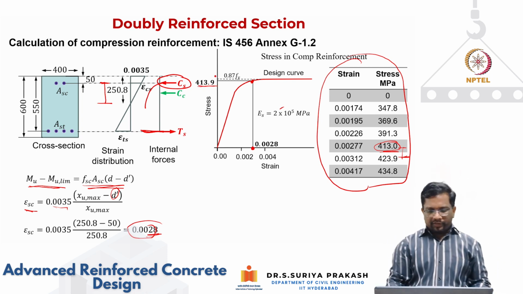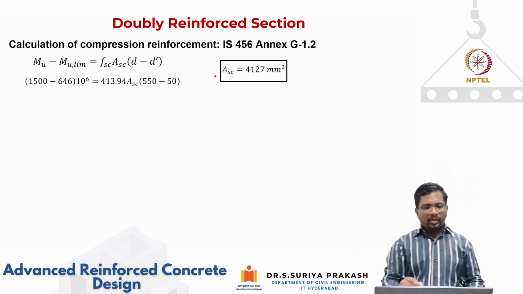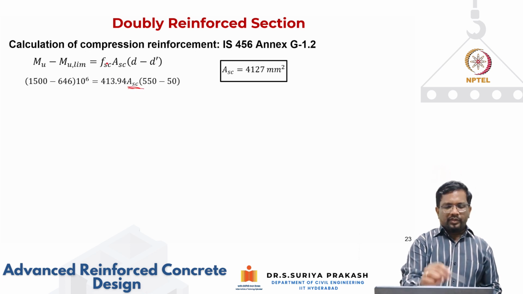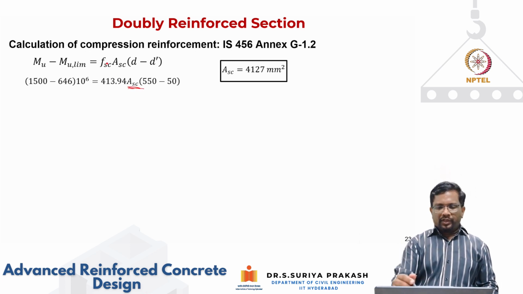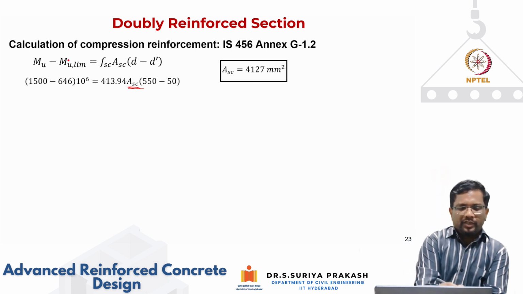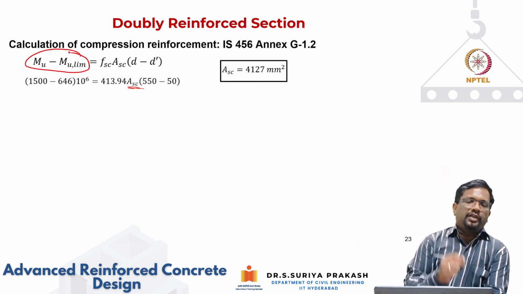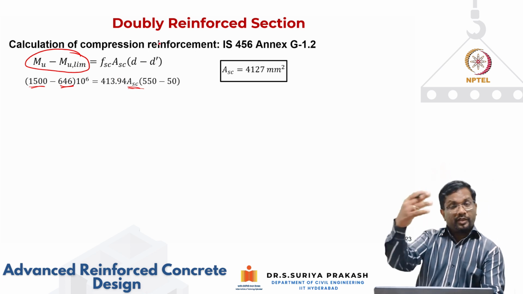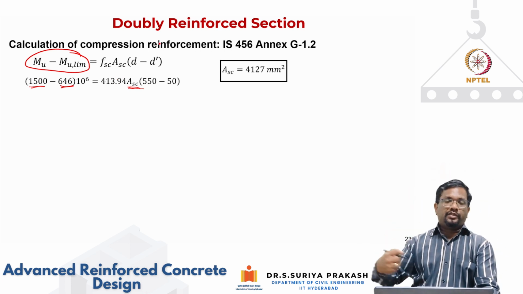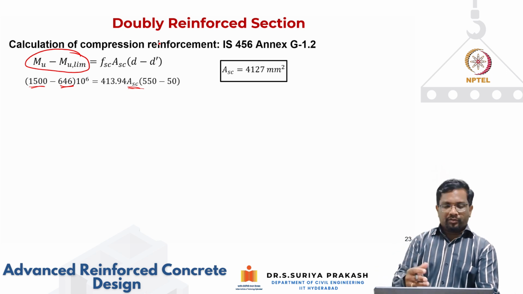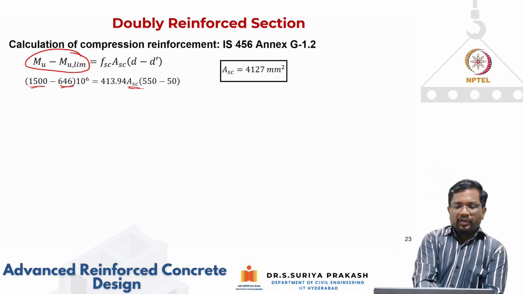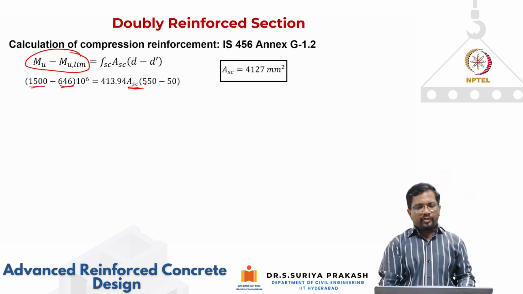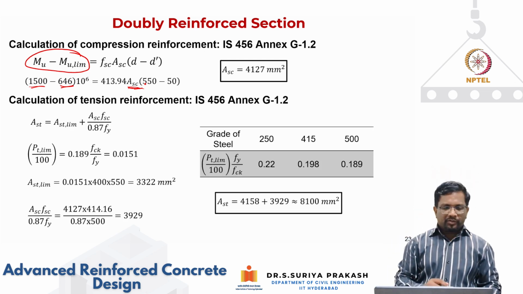Now I got the stress, so I can calculate the area of steel for when this compression steel is at this stress. So this is the additional moment resistance that I need to get. This is your MU limit. This is your demand. The difference has to come from this compression steel lever. That has to be again equated by the tension contribution from the additional steel that we are going to provide, that we will see. So from this we can calculate your area of compression steel as 4127 mm square.